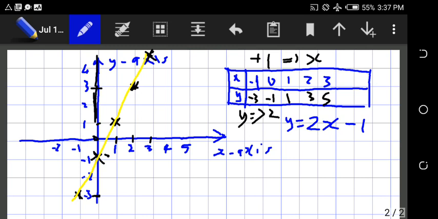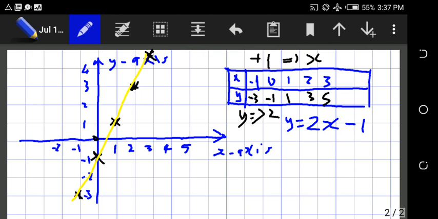So that jumping of y when x is moving in steps of 1 is what we refer to as the slope. So let us go ahead and also reanalyze what we have here, the equation.